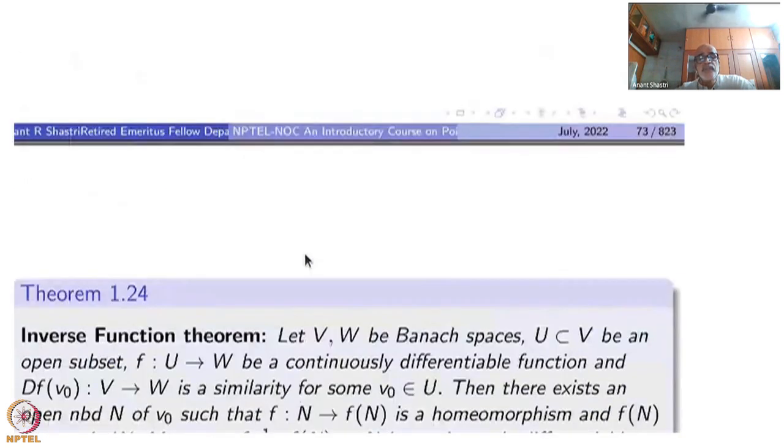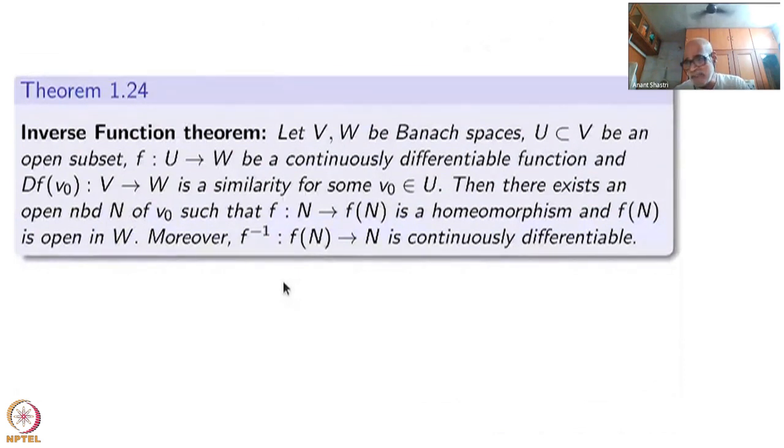Now let us go to the inverse function theorem. There is one step ahead, but this is the crux of the matter. This is the main thing that we want to prove finally. V and W are Banach spaces. U is an open subset of the first Banach space V. F is a function from this open set into W. The condition on F is that it's a continuously differentiable function and its derivative at a particular point v naught is a similarity. The conclusion is that there exists a neighborhood of v naught such that F on that neighborhood to its image is a homeomorphism. F of N is open in W. Moreover, F inverse is also continuously differentiable.